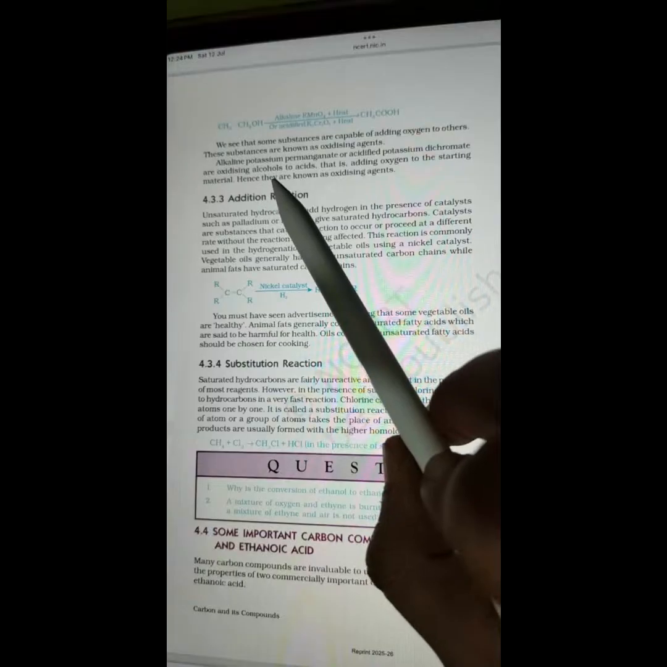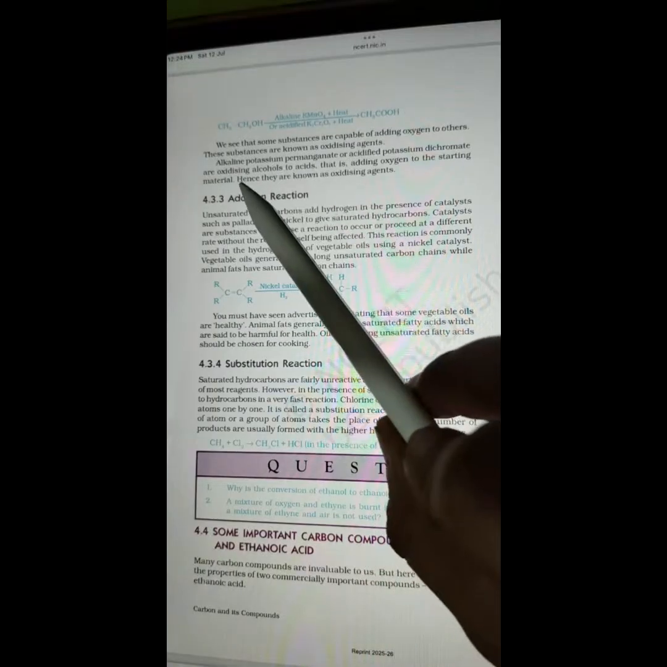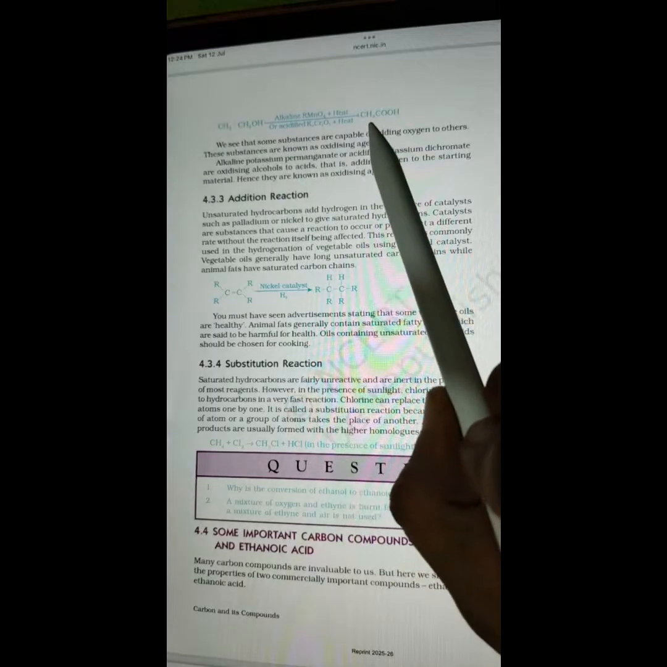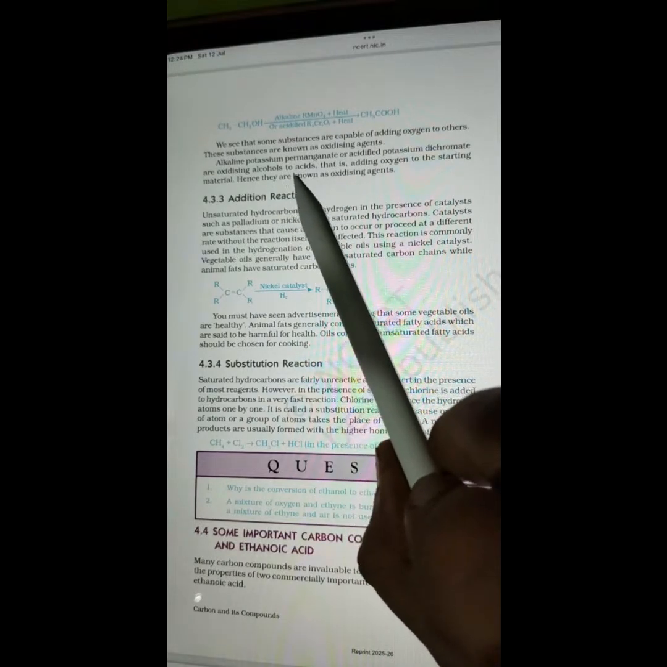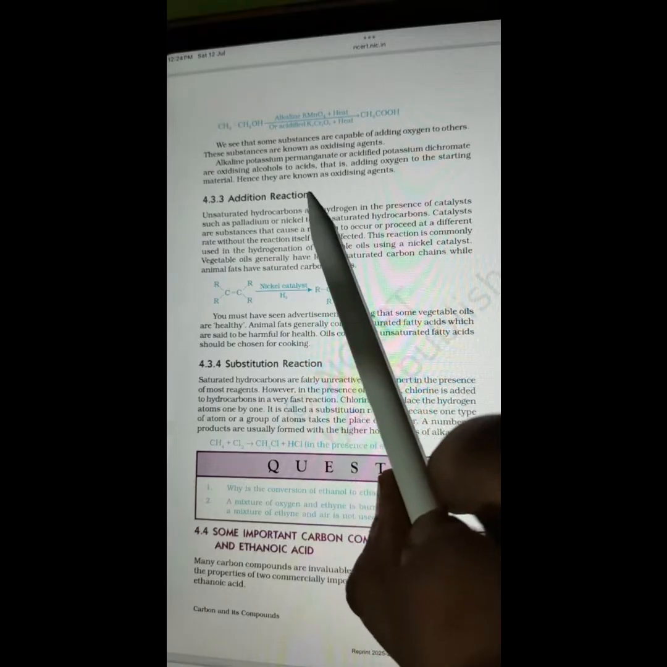Here we see that some substances are capable of adding oxygen to others. These substances are known as oxidizing agents. Alkaline potassium permanganate or acidified potassium dichromate are oxidizing alcohol to acid. So here this is an alcohol because it has the functional group OH, and this is an acid because it has COOH. They are oxidizing alcohols to acid, that is, adding oxygen to the starting material. Hence, they are known as oxidizing agents.